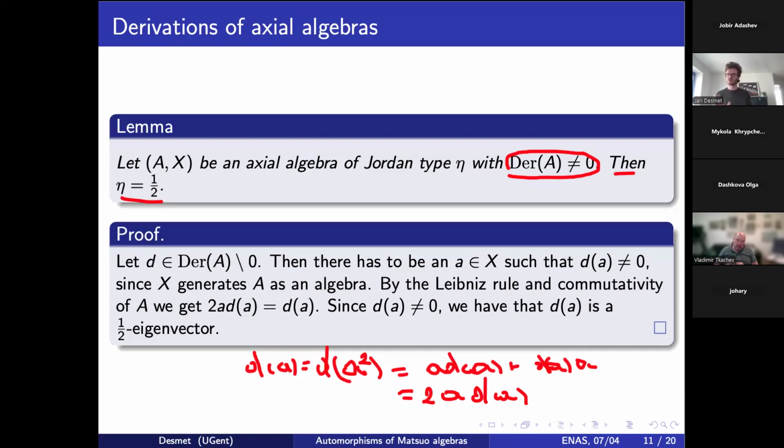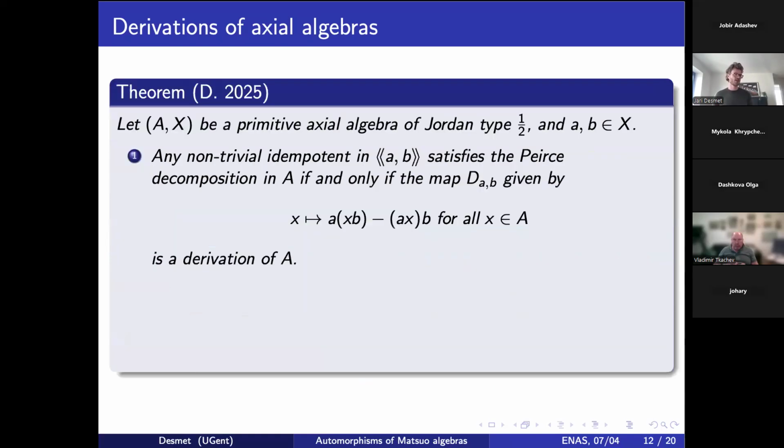And it turns out that there is some sort of converse to this statement as well. If you take any primitive axial algebra of Jordan type 1/2, and I ask that any non-trivial idempotent in a subalgebra generated by 2 of our axes satisfies the Peirce decomposition in the bigger algebra, this is possible if and only if a map given by this assignment is a derivation of the algebra. This assignment is essentially saying that I take the commutator of L_A and L_B, right?